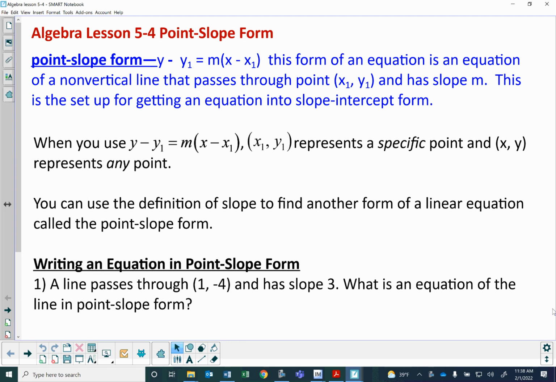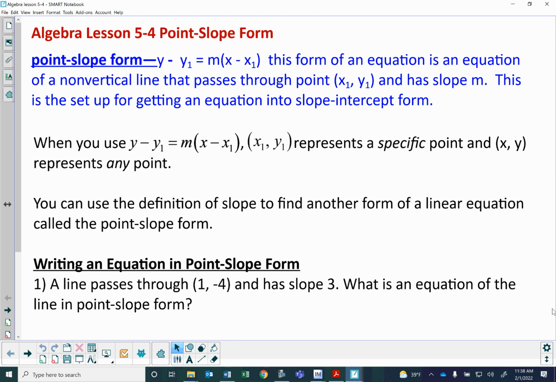This form of an equation is an equation of a non-vertical line that passes through the point x sub 1, y sub 1, and has a slope of m. This is the setup for getting an equation into slope-intercept form. So, when you use y minus y1 equals m times x minus x1, x1 comma y1 represents a specific point, and x comma y represents any point. You can use the definition of slope to find another form of a linear equation called point-slope form.